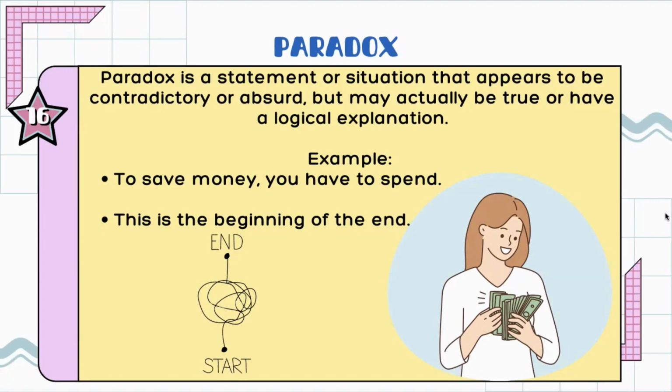The second example, this is the beginning of the end. It combines two contradictory ideas. Beginning implies the start of something, while end suggests the conclusion of that thing. Therefore, the phrase contradicts itself by suggesting that the beginning is also the end, which is logically impossible. Thus, that sounds absurd. Let's move on to the next figure of speech.